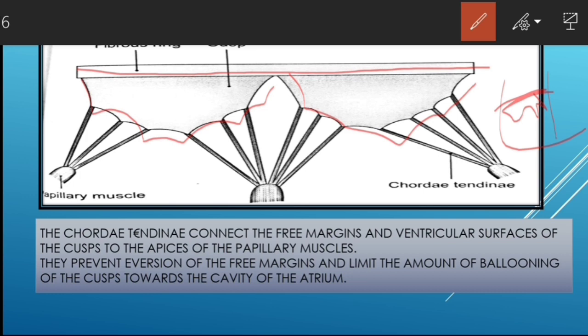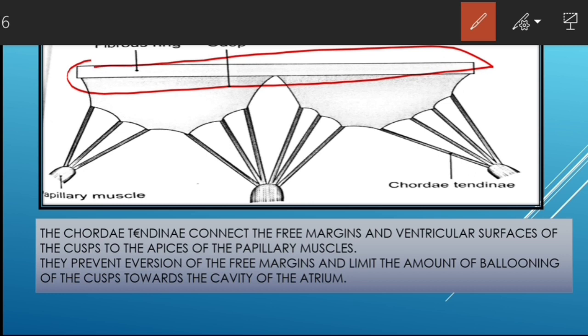Right? Each cusp has an attached and a free margin. So this is the attached part of the cusp, and this is the free margin. At the free margin, the chordae tendineae are attached to the free margin of the cusp. It has two surfaces. This surface is known as the atrial surface. It is smooth, and this surface is known as rough, right? So this is the atrial surface, this is the ventricular surface, and the free margin of the ventricular surface is attached with the chordae tendineae, and it is rough.